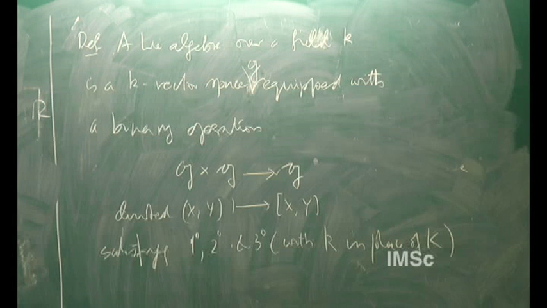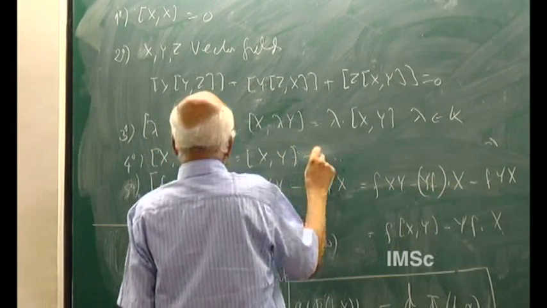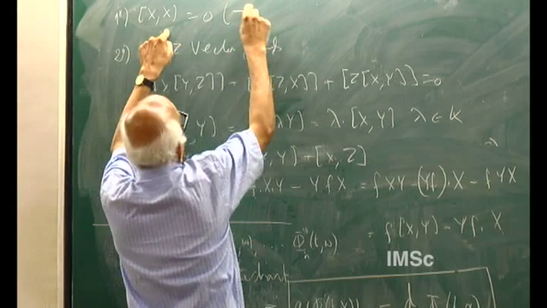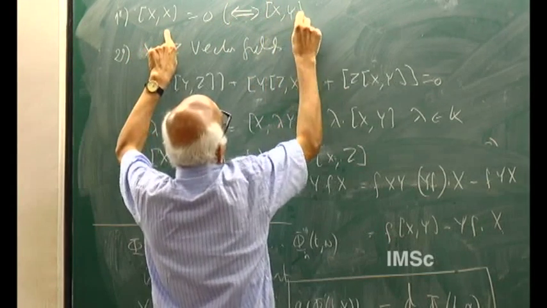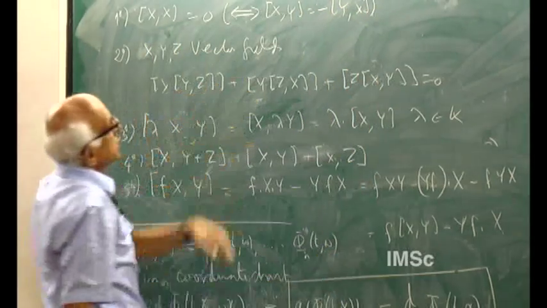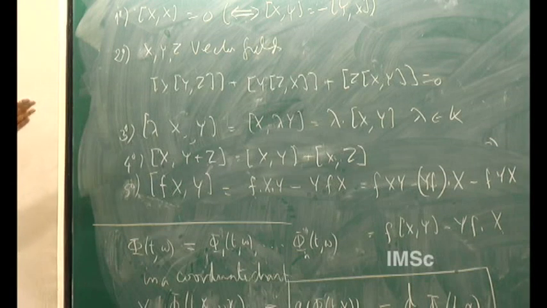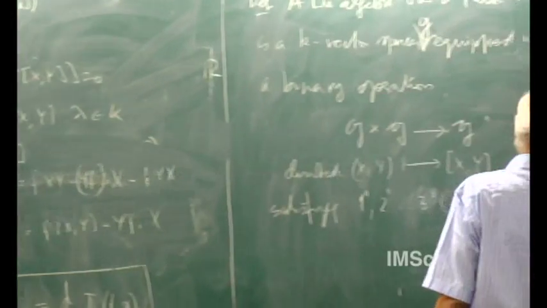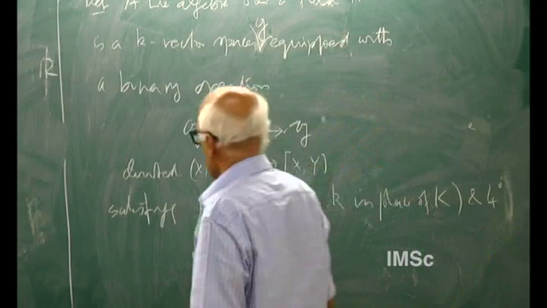This last one says it's bilinear. Oh, I forgot, I should have added here: this should be 5. 4, which is obvious, is [x, y + z] equals [x, y] plus [x, z], and similarly on the other side, but that will follow from the antisymmetry. If you write the bracket of x plus y with x plus y as 0, then you get the equation bracket [x, y] equal to minus bracket [y, x]. So all these equations, 1, 2, 3 and 4, should be satisfied. That's what a Lie algebra is.